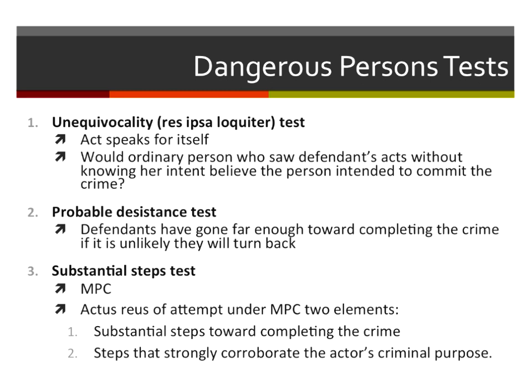And this is in the Model Penal Code. The actus reus of attempt under the Model Penal Code has two elements: substantial steps towards completing the crime, and steps that strongly corroborate the actor's criminal purpose. And this is the topic of this week's discussion board: substantial steps.